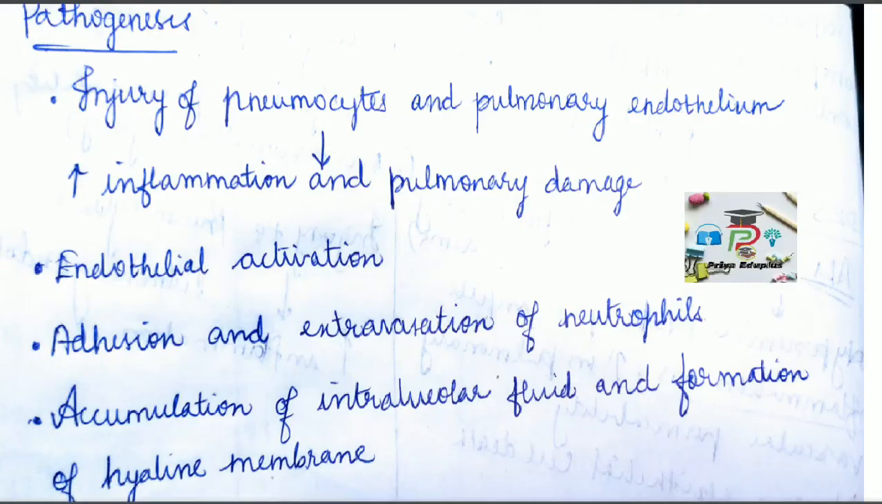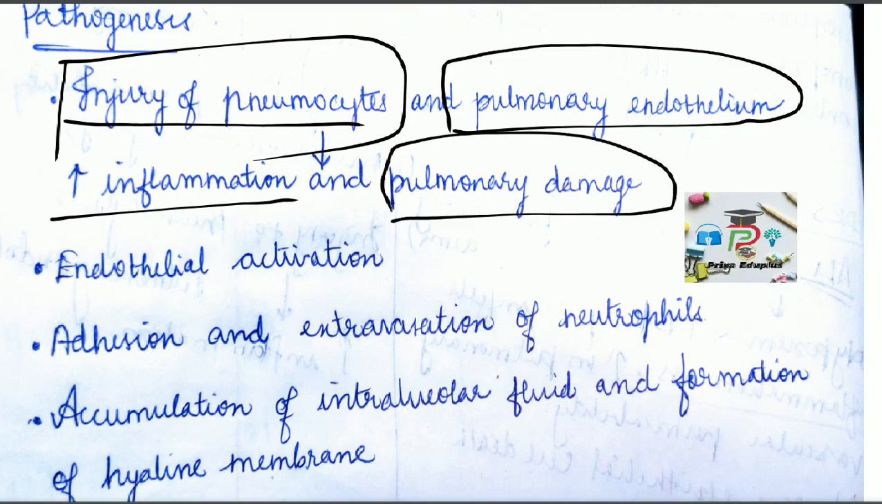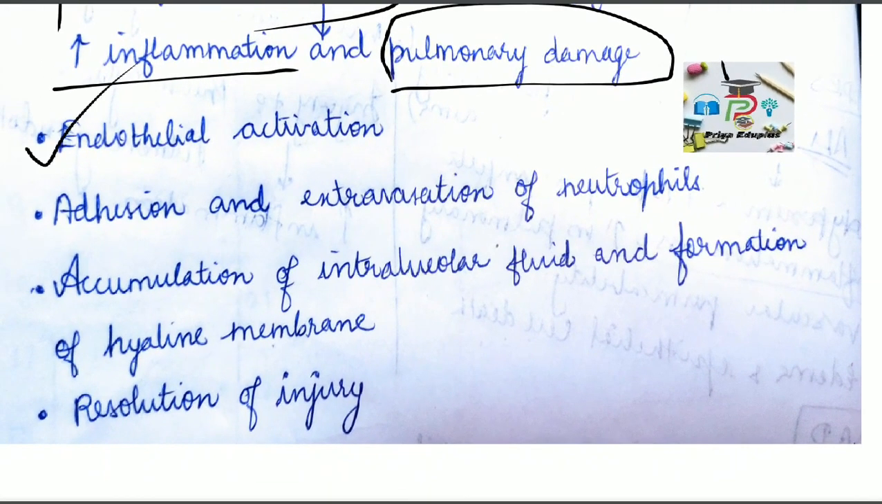First, how does acute respiratory distress syndrome set in? There must be either pulmonary endothelial injury or injury to pneumocytes. Injury to pneumocytes may be due to direct lung injuries, but pulmonary endothelial injury can be due to either direct or indirect lung injuries. Both these conditions lead to increased inflammation and the pulmonary epithelium gets damaged. The four important events that take place are: first, endothelial activation; second, adhesion and extravasation of neutrophils; third, accumulation of intra-alveolar fluid and formation of hyaline membrane; fourth, resolution of injury.